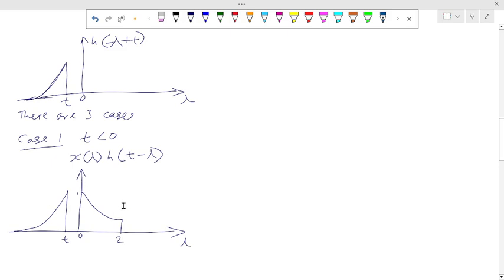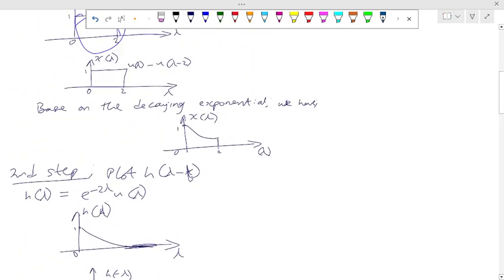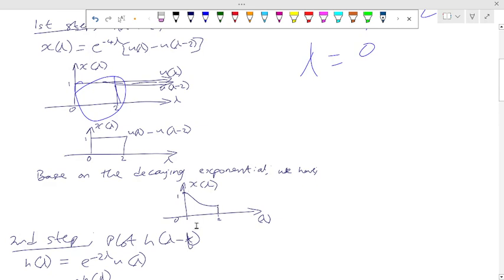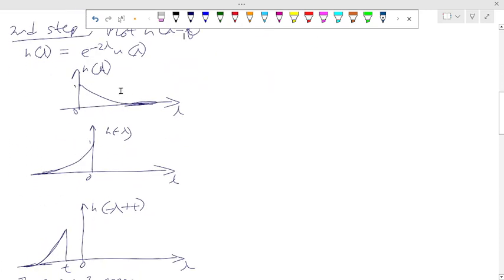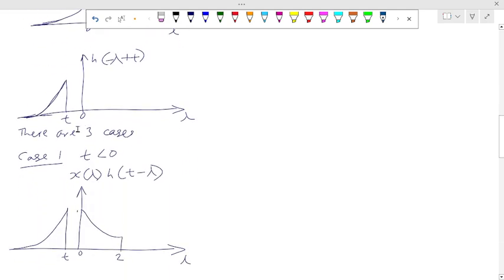Now look at it. What is this? This is x of lambda. Remember, we have done this already. This represents x of lambda, while this represents h of lambda. But for h of lambda, in the first of the 3 cases, when t is less than 0, meaning t is negative, this is how they will look.